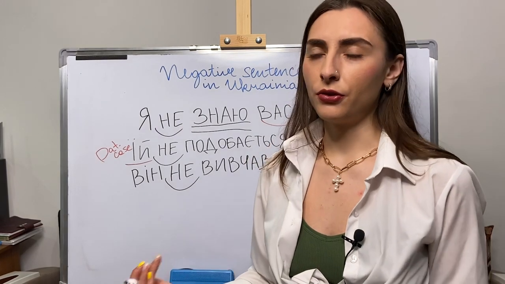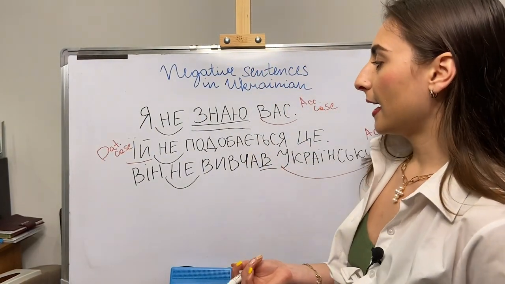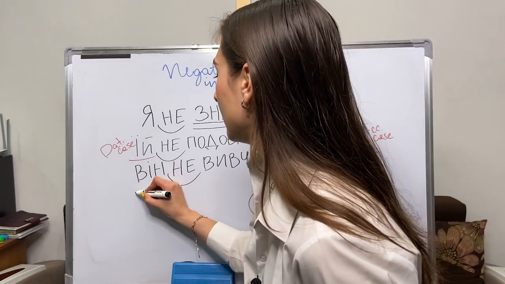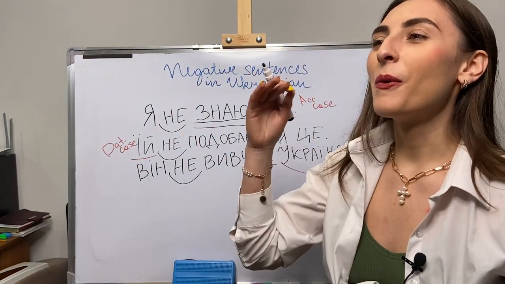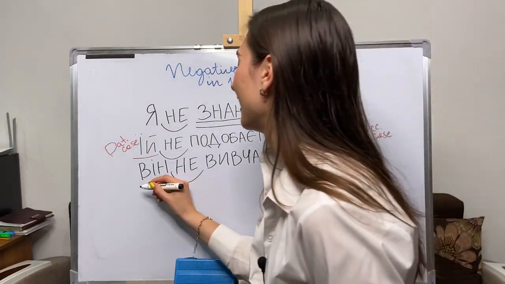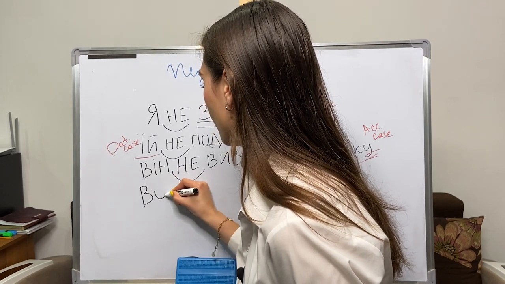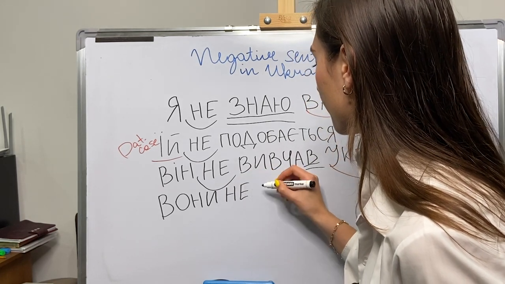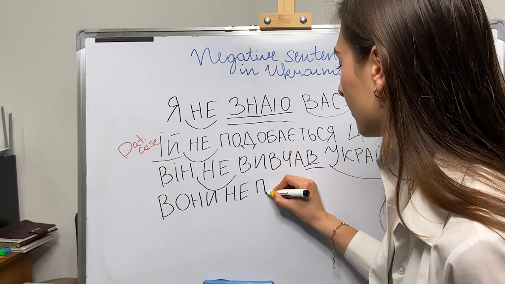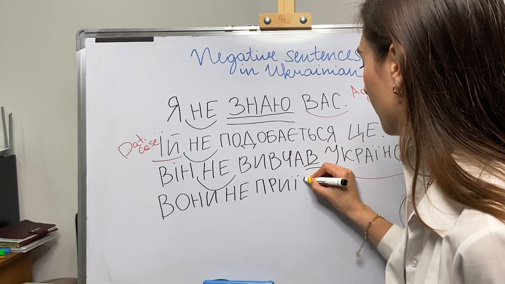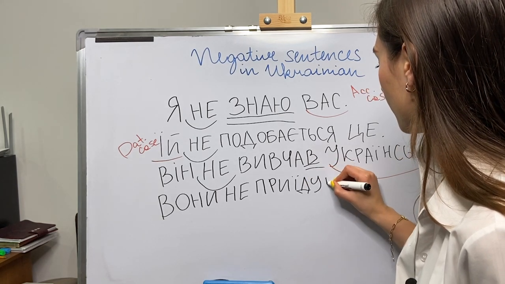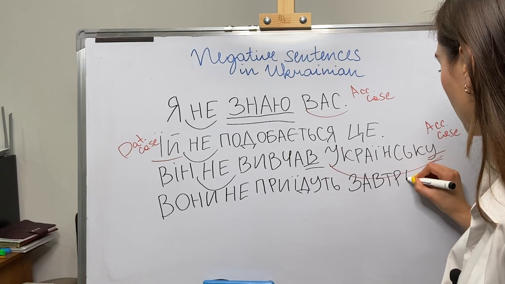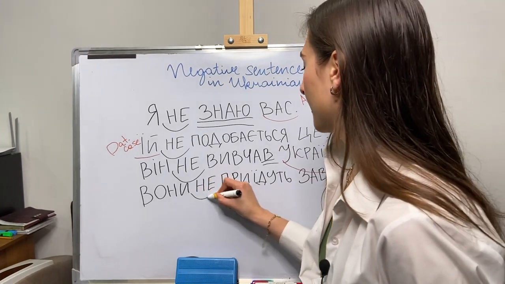And let's check out the future tense. Yes, for example, they will come here, or they will come tomorrow. We have negative. I'm sorry. They will not come tomorrow. So, вони, it's future tense. Вони не приїдуть. Вони не приїдуть завтра. Завтра. Так, вони не приїдуть завтра.